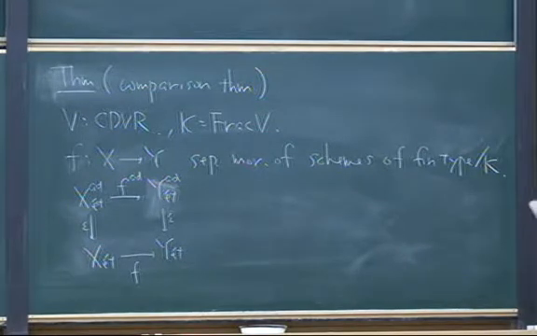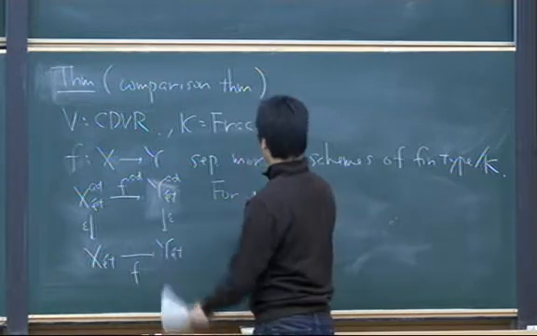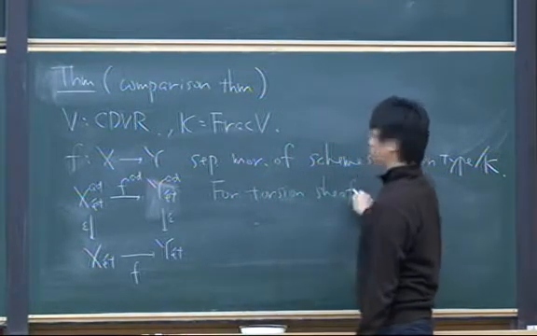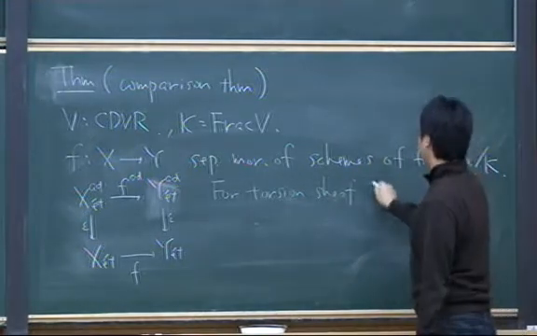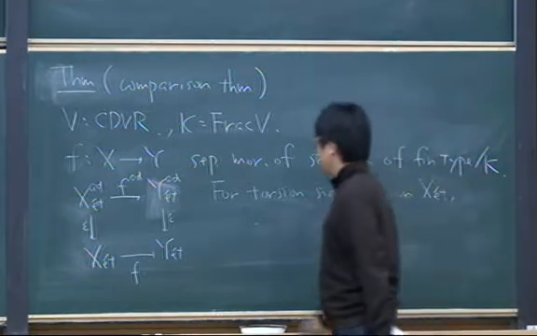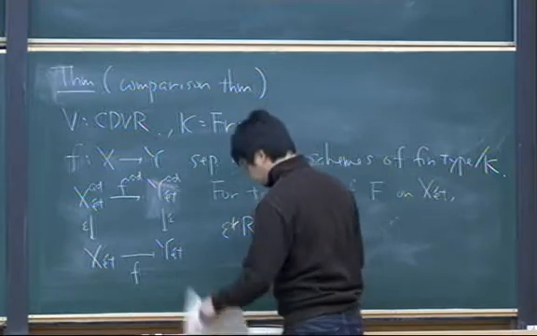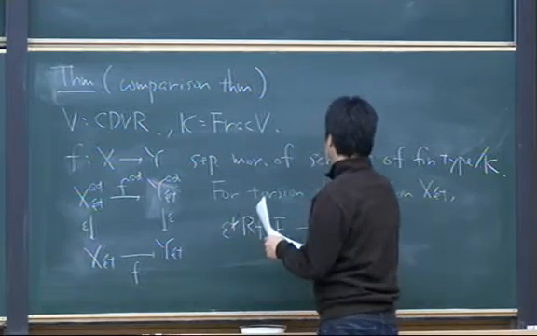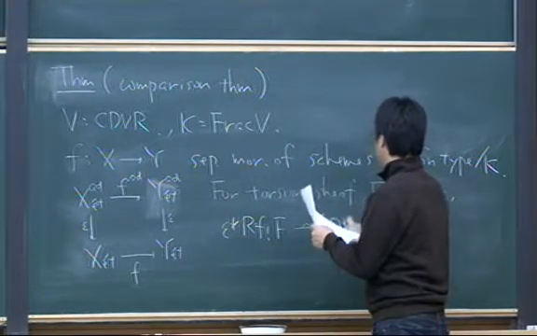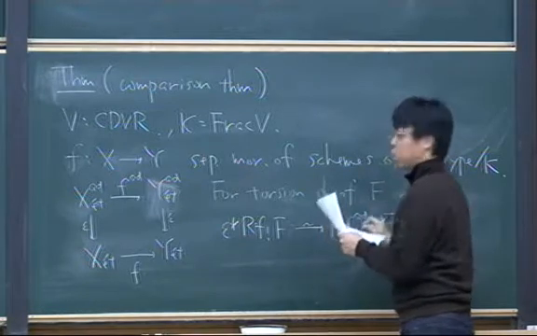And if we assume that F is torsion, for a torsion sheaf F on X, then we have an isomorphism in the derived category. So we have the natural base change map, and this is an isomorphism.